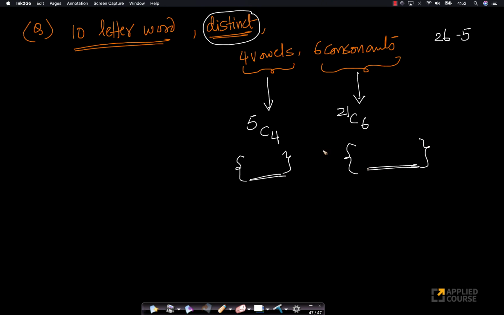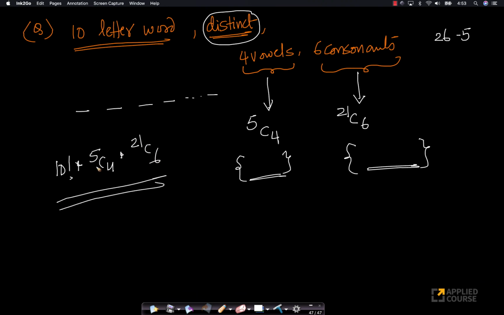And each of these is distinct. Each of these vowels is distinct. Each of these consonants is distinct. Now I want to fill these 10 characters in 10 locations. In how many ways can I fill 10 distinct characters in 10 locations? 10 factorial ways. So the answer for this is 10 factorial into 5c4 into 21c6. That's it. Look at how we have broken down this complex looking problem into parts. First, I have chosen 4 vowels in 5c4 ways. Then I have chosen 6 consonants in 21c6 ways.